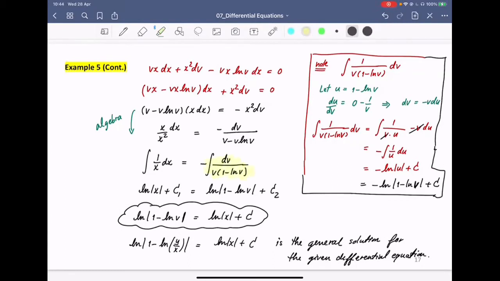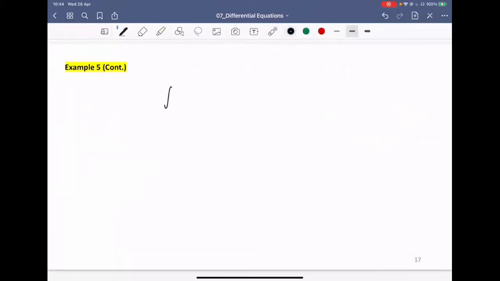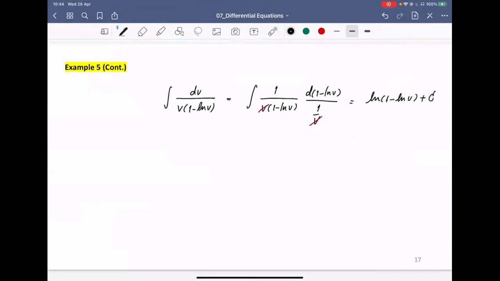But if you can integrate faster than me, you don't have to show the whole thing in the box over there. Let me show you a little bit, because some of you say, hey, what if I want to integrate dv over v times 1 minus log v? Some of you are going to say I can do 1 over v times 1 minus log v, and then you do d of 1 minus log v here, and you get 1 over v here, and then you cancel out, and you get 1 over u du, so I get log 1 minus log v plus c. Well, you can do that if you want.